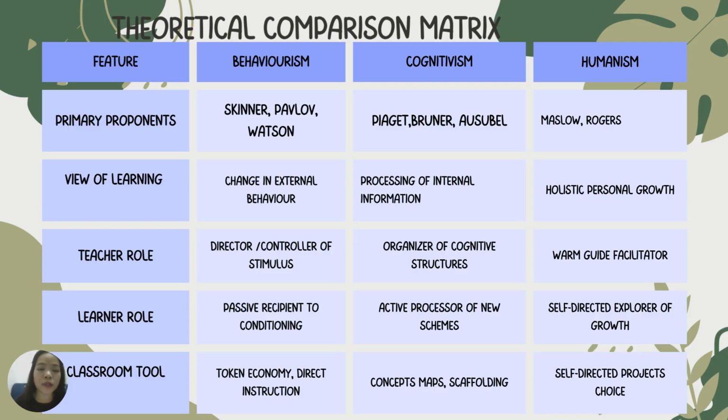The last one is the theoretical comparison matrix. We can see here the views of learning of these three pillars: behaviorism, a change in external behavior; cognitivism, the processing of internal information; and humanism, holistic personal growth. We can also see the primary proponents, teacher roles, learner roles, classroom rules, and many more.